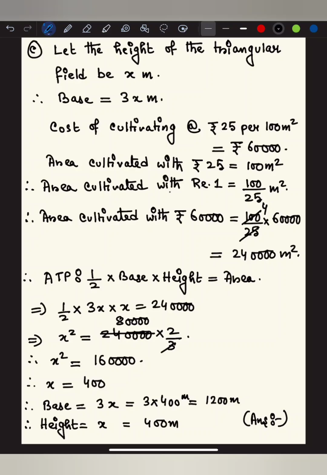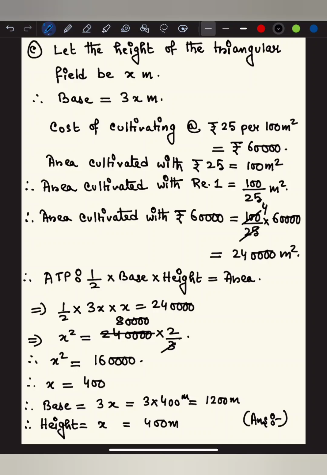Therefore, the area cultivated with rupee 1 will be 100 by 25 meter square. So it comes up to be 4 meter square, right? Therefore, the area cultivated with rupees 60,000 will be equal to 100 by 25 into 60,000, that means 2,40,000 meter square. So the area of this triangular field becomes 2,40,000 meter square.